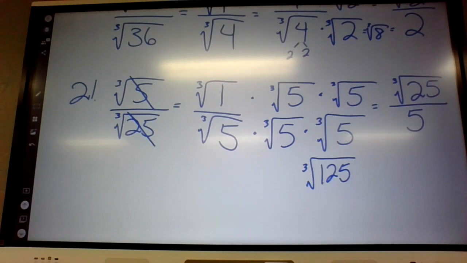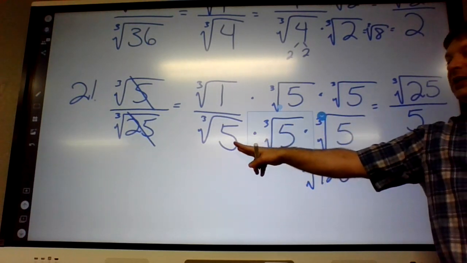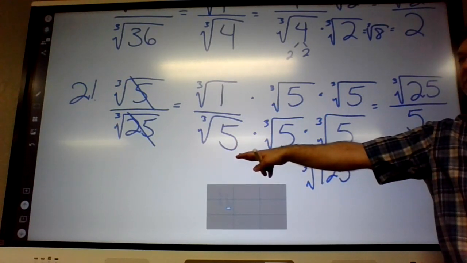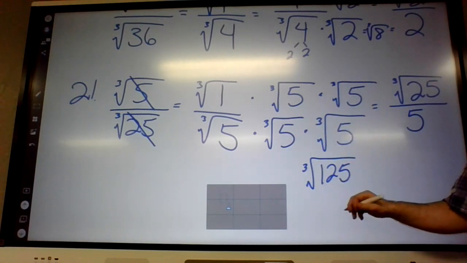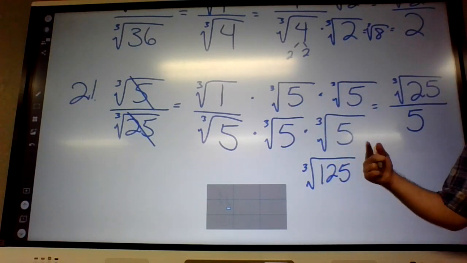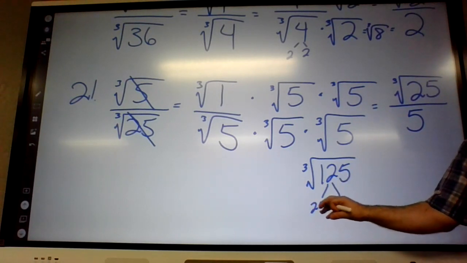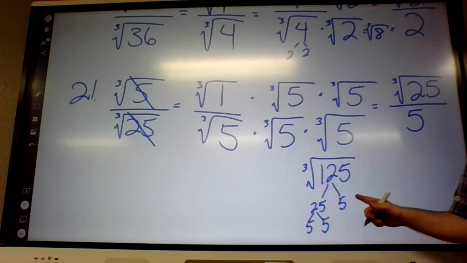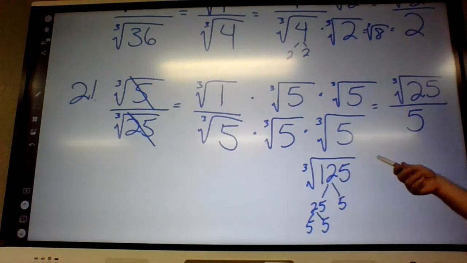We're trying to get rid of the radical in the denominator. 5 does not have a cubed root, but we need to change it into something that does have a cubed root. 5 times 5 times 5 does have a cubed root, because 5 cubed is 125. Like if we did the little tree here, there's 3 5s in 125, so that's why there is a cubed root of 125. It's fine.